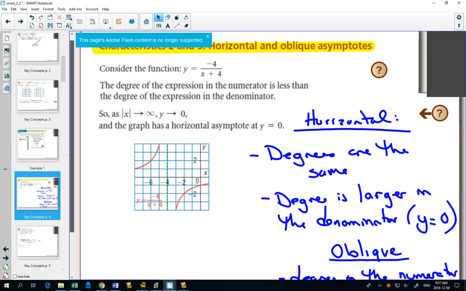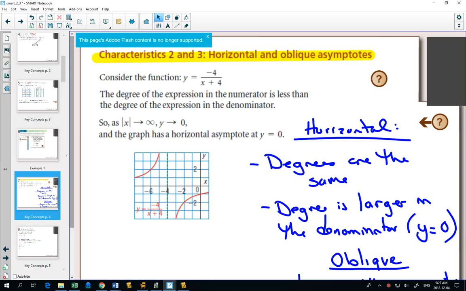So this one, the first example, we have the highest degree is x to the 1. We have an x to the 1 on the bottom, and that means that we have the biggest degree in our denominator. So that results in a horizontal asymptote at y equals 0. Just to draw it in, we have a non-permissible value here at x equals -4. That would be a vertical asymptote.